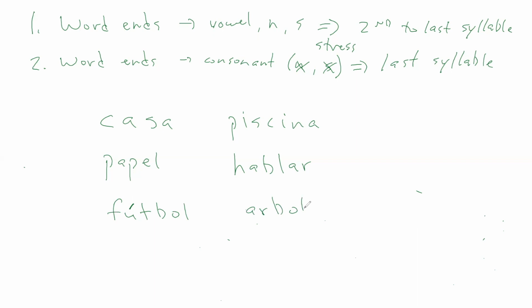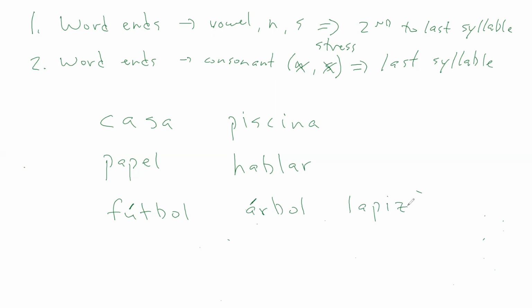Here's a word that means tree, 2 syllables. Árbol, according to the rule, would be arbol, but this word is pronounced árbol. So we need to write an accent on it. It's an exception to the rule. Let's do another one.